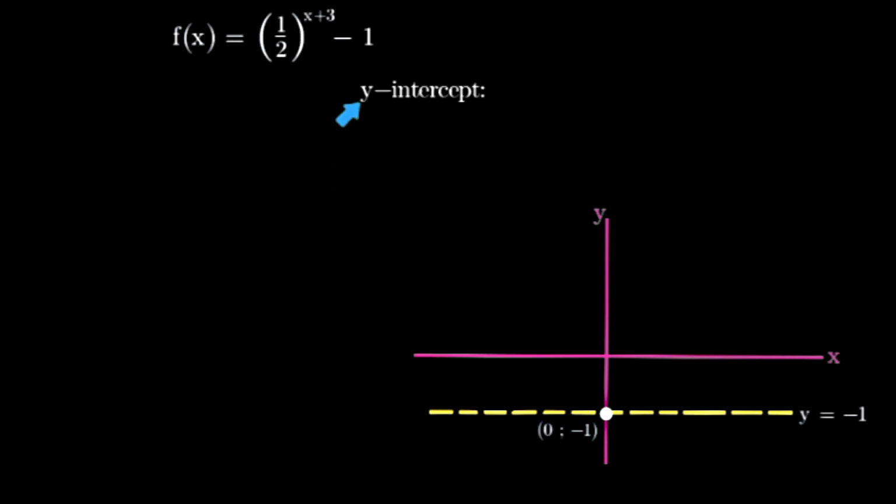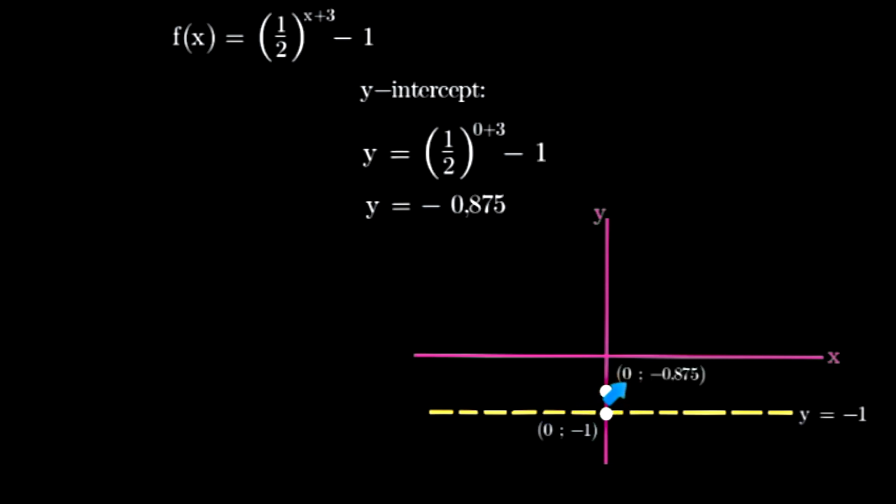So how do we calculate the y-intercept of any function? Well, we make the x a 0 because the x coordinate on the y-axis is always 0. So y is equal to, in brackets, a half, and in the place of x we put a 0, plus 3, minus 1. And if I do this calculation, we're going to have y is equal to minus 0,875. Now I'm going to leave it as 3 decimals, and then I'm going to plot that point on my y-axis. So it will be somewhere over here because it's a negative value. So there it is, and we can put in the coordinates as 0 and minus 0,875.